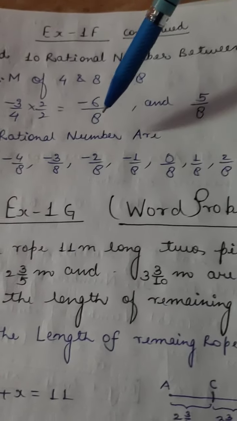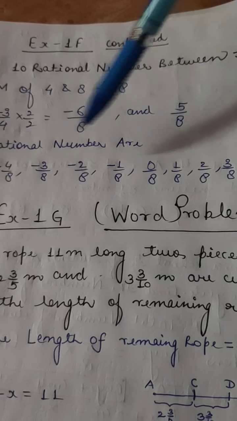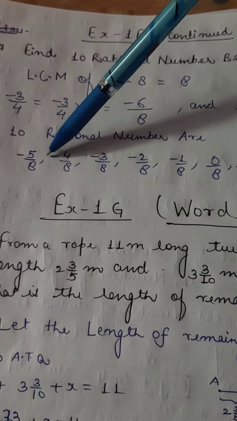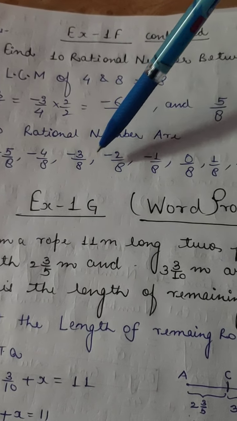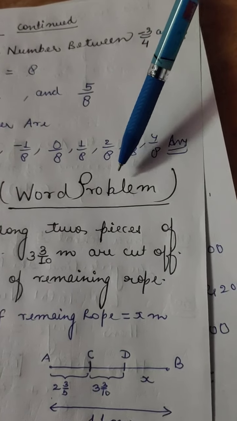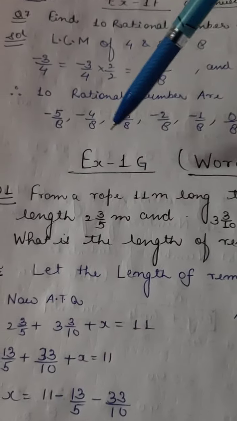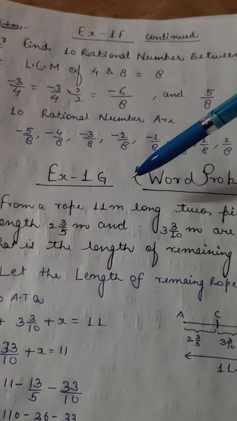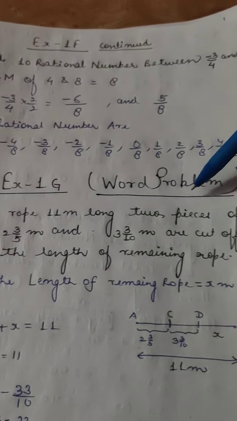So 10 rational numbers between minus 6 by 8 and 5 by 8 are as follows: minus 5 by 8, minus 4 by 8, minus 3 by 8, minus 2 by 8, minus 1 by 8, 0 by 8, 1 by 8, 2 by 8, and so on. Next we are coming on to our next exercise, that is word problems.